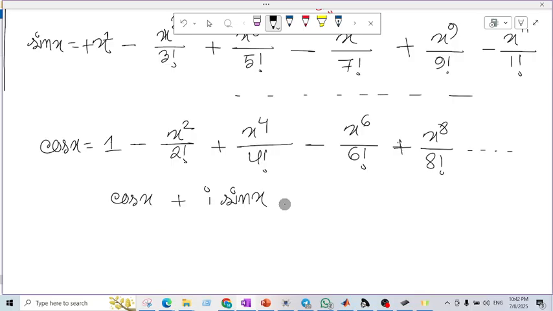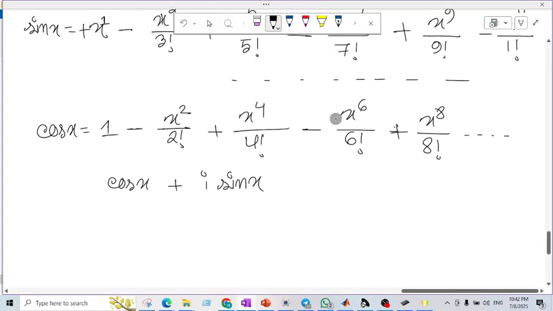I think you know that cos x plus i sin x is equal to e to the power ix, right? Let me prove this in this video, though it's not the topic of this video, but I don't know why I'm intended to prove this. So let's prove it.